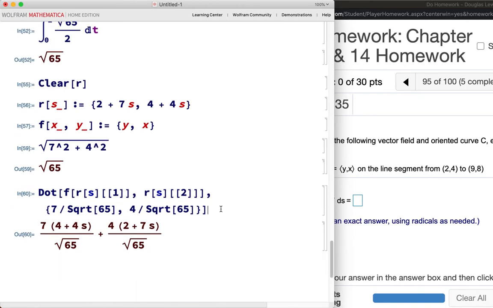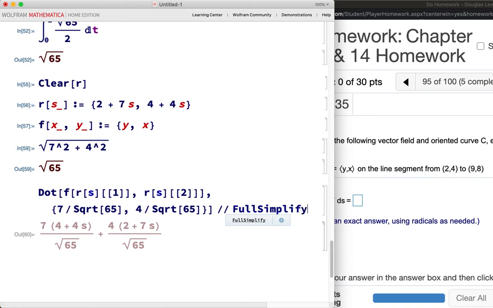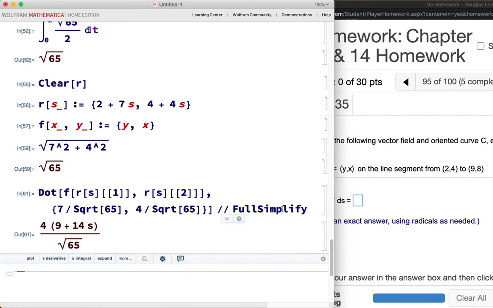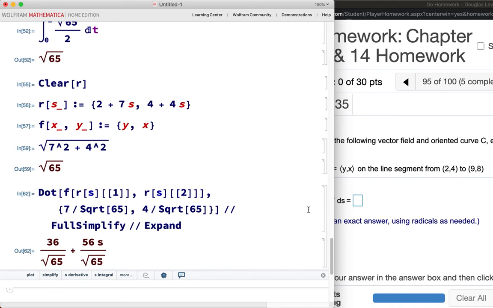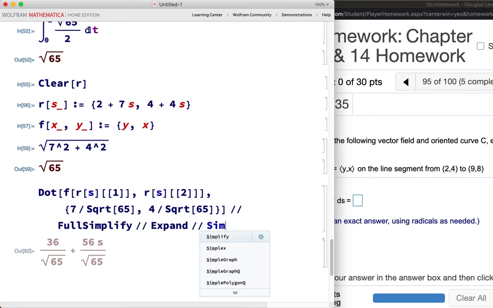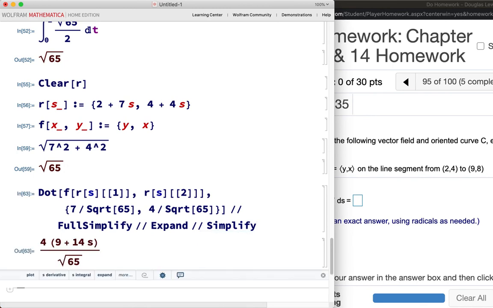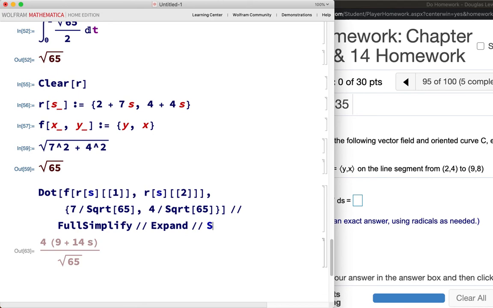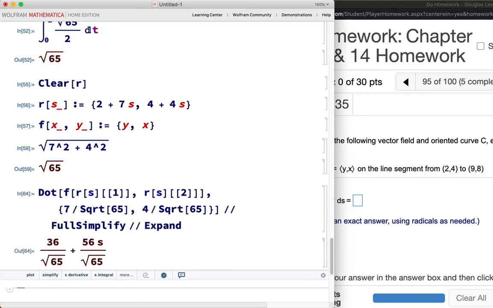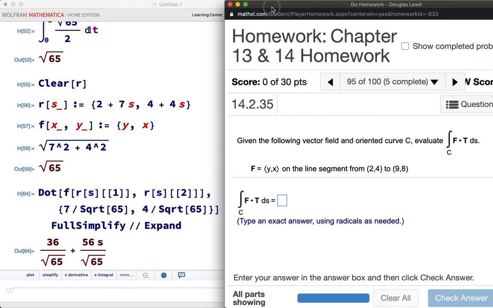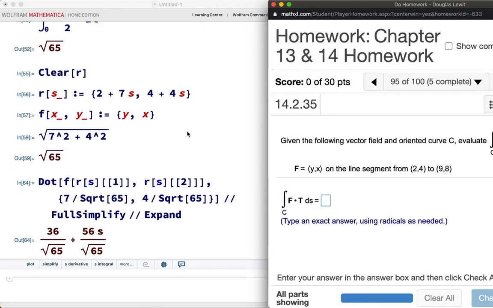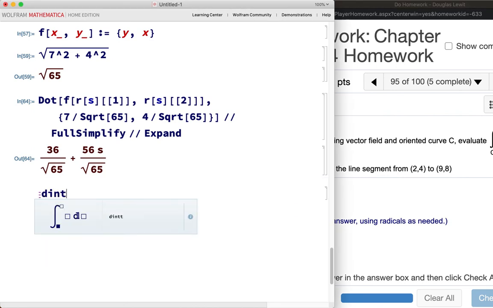Maybe we could simplify this a little bit more. Well, it's good enough. Okay, so then I need to integrate this from 0 to 1.